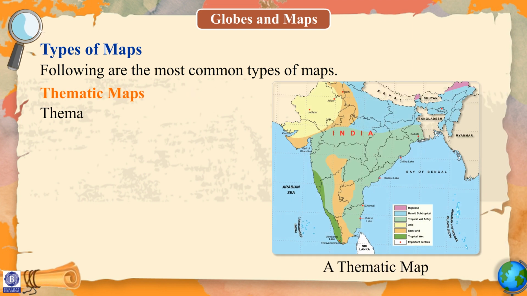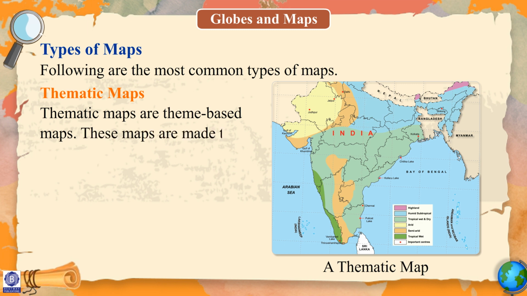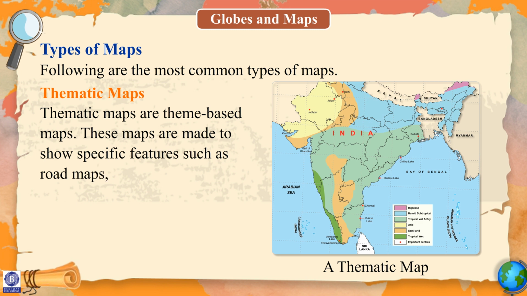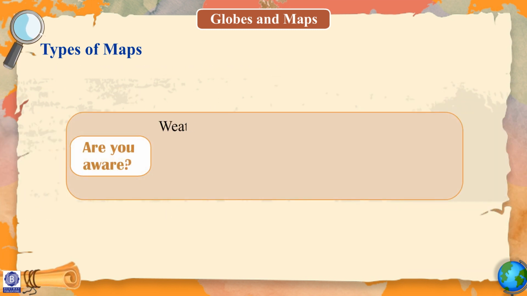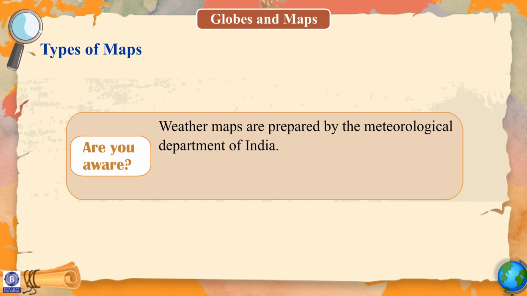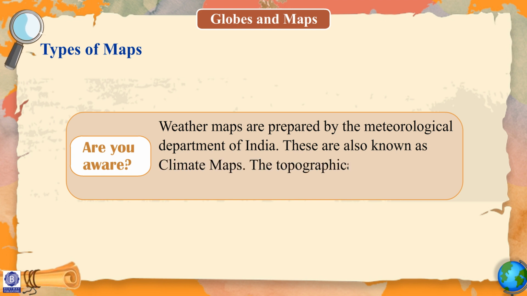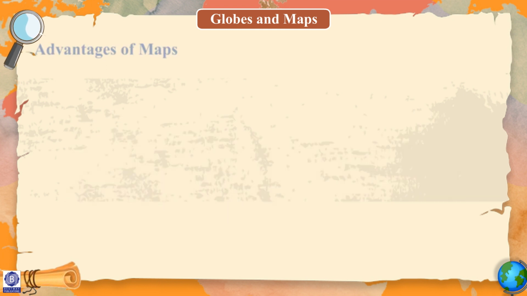Thematic maps. Thematic maps are theme-based maps. These maps are made to show specific features such as road maps, railway maps, weather maps, population maps, vegetation maps, etc. Are you aware? Weather maps are prepared by the Meteorological Department of India. These are also known as climate maps. The topographical maps are prepared by the Survey Department of India.